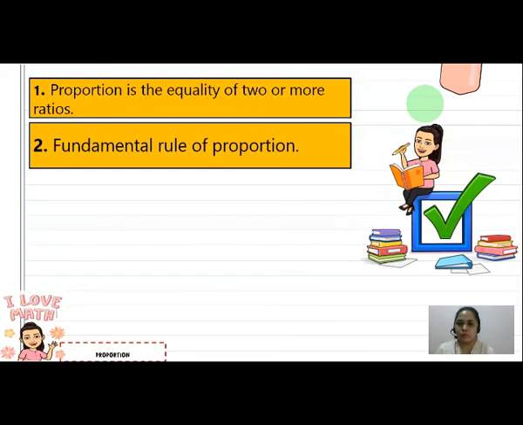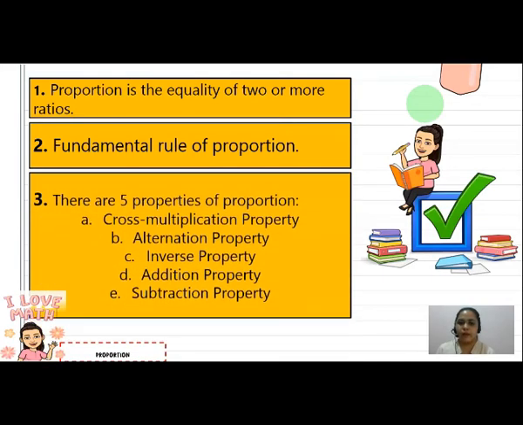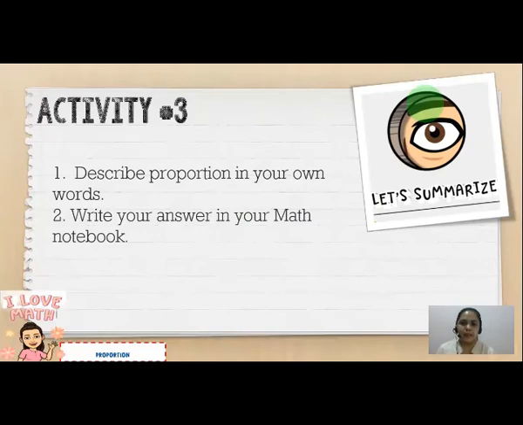Number 2, fundamental rule of proportion. So, anong meron sa fundamental rule of proportion? Na kung saan, kahit i-change natin into a fraction form ang ating proportion, will still have the same proportion. And number 3, we have 5 properties of proportion, namely cross multiplication property, alternation property, inverse property, addition property, and subtraction property.